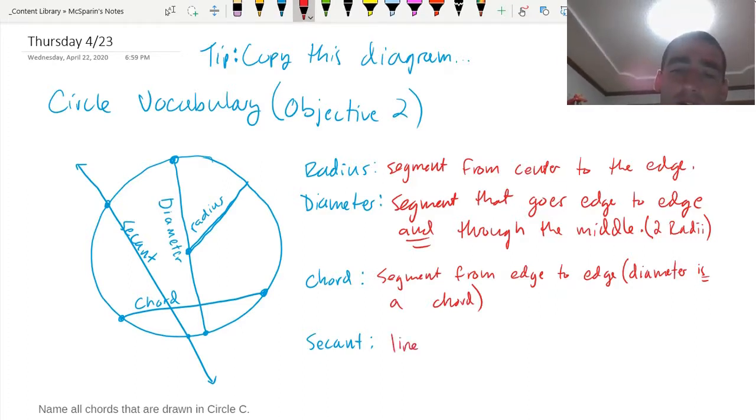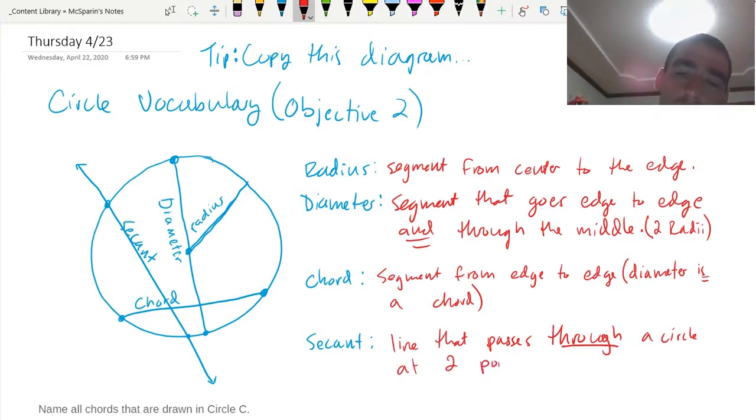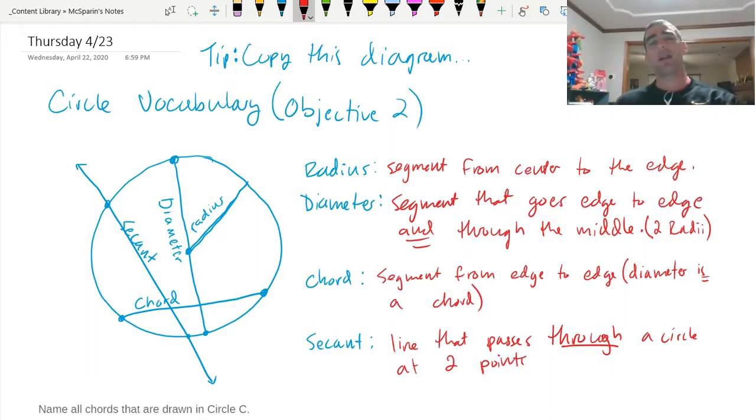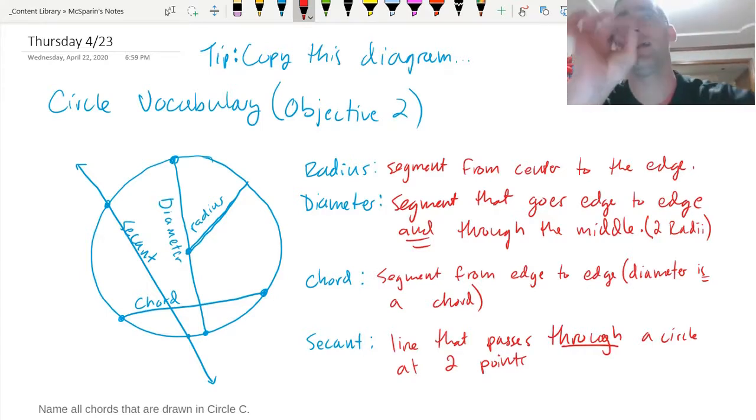Okay, a secant is a line that passes through a circle at 2 points. Okay, so think about that. Any line that cuts through your circle, it has to cut through it at 2 points, right? You could try for days and you cannot draw a line that touches your circle 3 times. You can't do it, okay? A secant is a line that slices through and it cuts it into 2 different things, it touches it at 2 points.